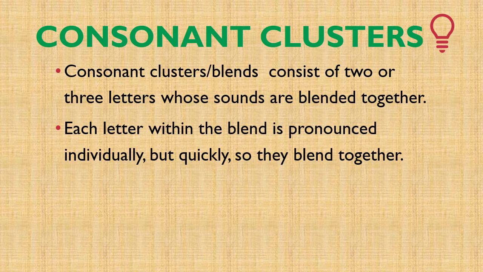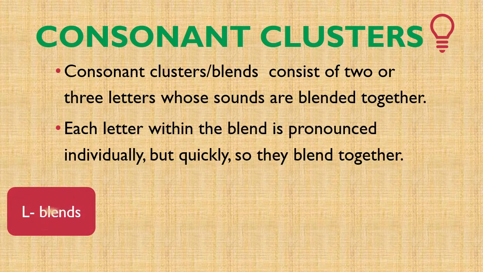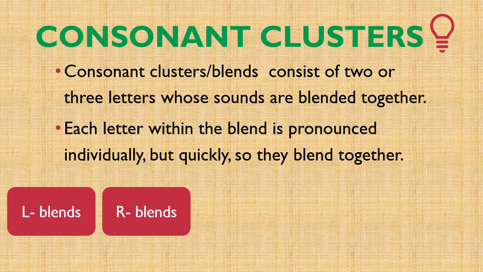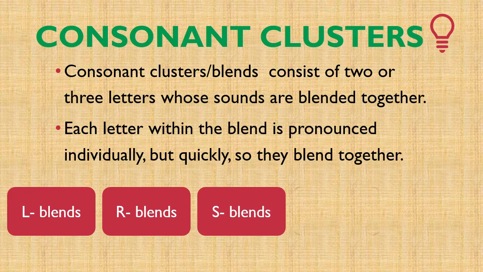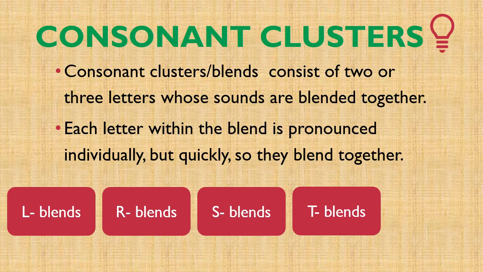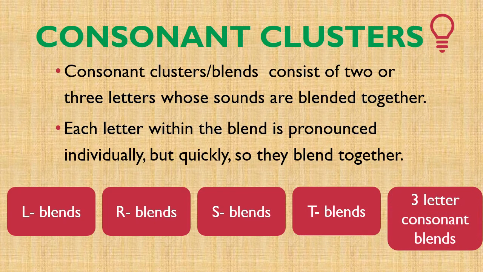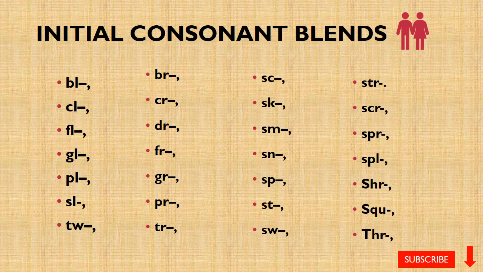Here I have divided the initial consonant clusters into four different parts, that is L blends, which has consonant L and another consonant with it. R blends, in which there will be R and another consonant with it. S blends. T blends. And three letter consonant blends. In this video, I have taken only the initial consonant blends.